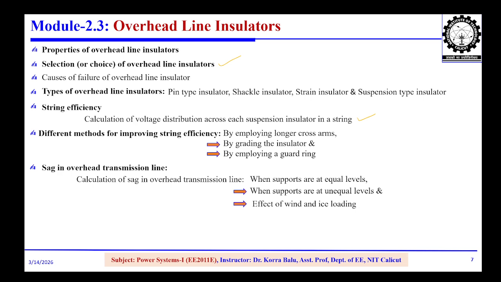Then different methods of improving the string efficiency: by using the longer cross arms, by grading the insulators, and by employing the guard ring. So we will see the 3 different cases to improve the string efficiency.